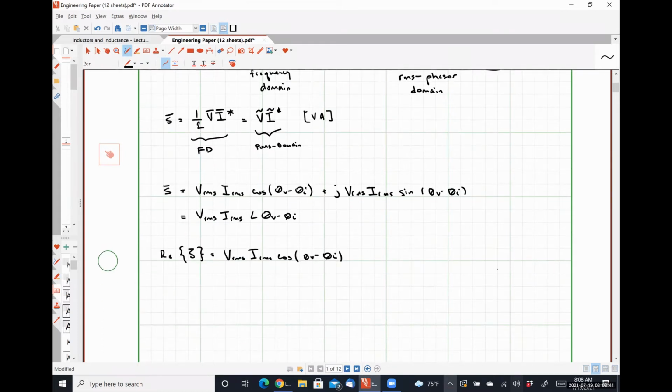We can break this down a little bit, recognizing that VRMS is simply Vm divided by the square root of 2, and IRMS is simply Im divided by the square root of 2, times cosine of theta V minus theta I. And those two factors of 1 over the square root of 2 multiplied by each other give us 1/2 Vm Im cosine of theta V minus theta I. So we can see that the real part of our complex power S is the exact same average power that we derived from our instantaneous power relationships, okay?